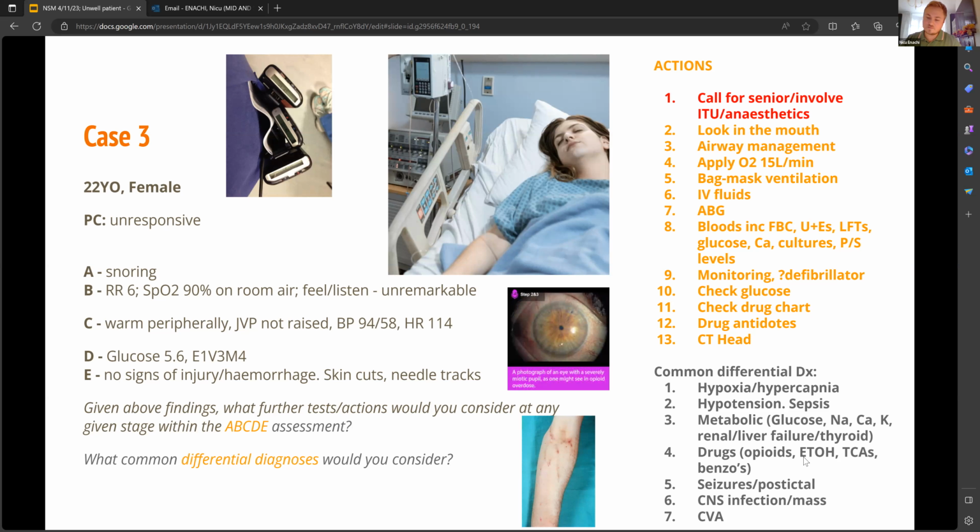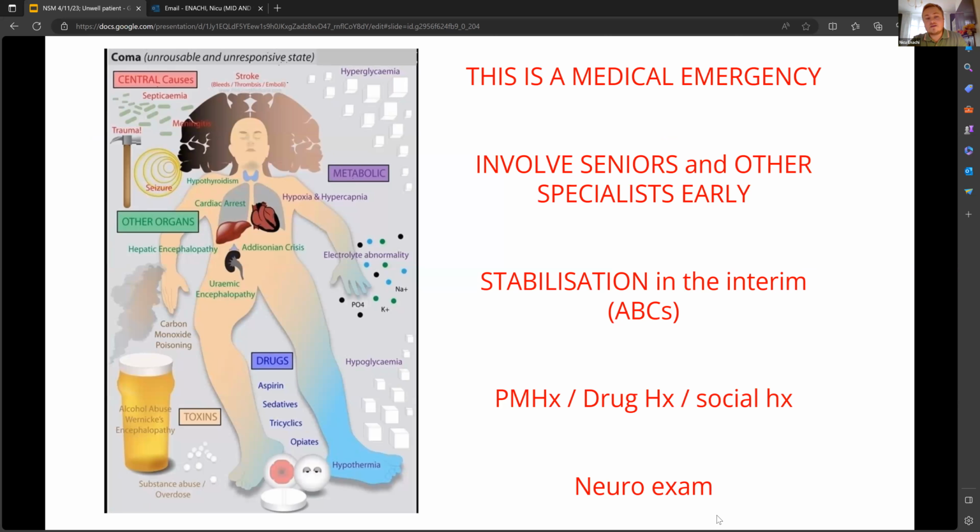Drugs, so common ones: opioids, alcohol, TCAs, and benzos. If the patient has had seizures and they're now post-ictal, they can be similarly unresponsive. If there is a CNS infection or a mass or a stroke, especially if it involves the deeper structures of the brain, like the midbrain and the pons. So think about an unresponsive patient as definitely a medical emergency.